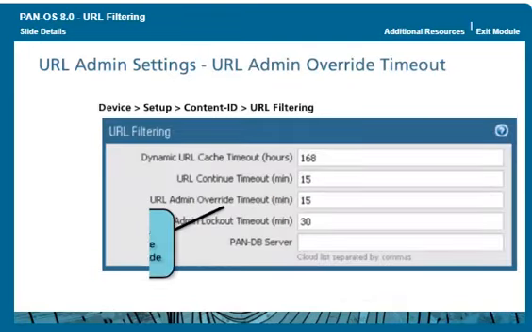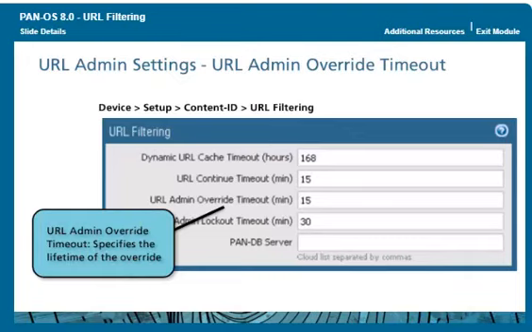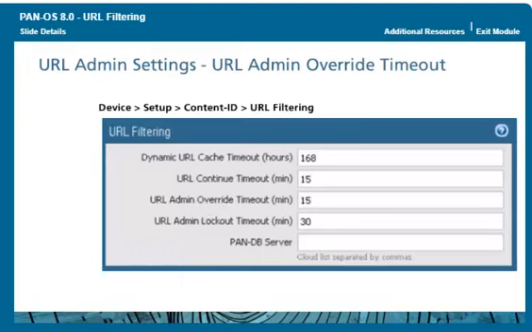The URL admin override timeout specifies the lifetime of the override before a user must re-enter the URL admin override password for URLs in the same category. The URL admin lockout timeout specifies the waiting period that a user must wait after 3 unsuccessful override attempts.